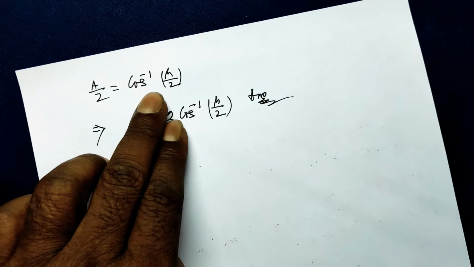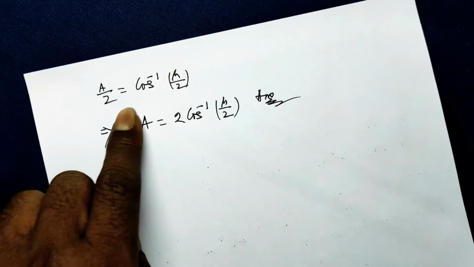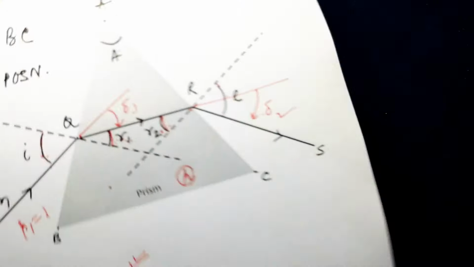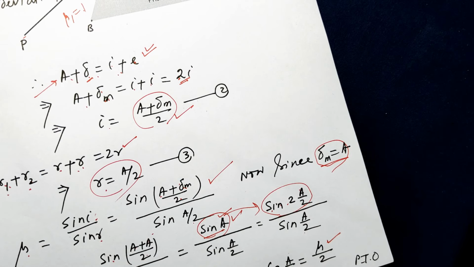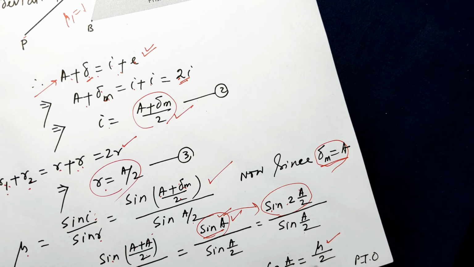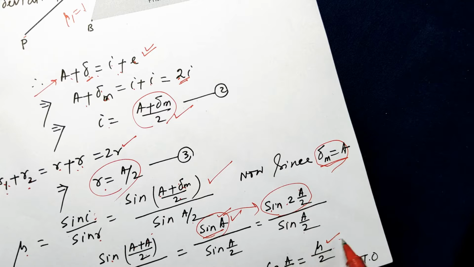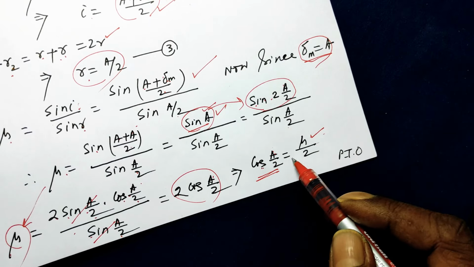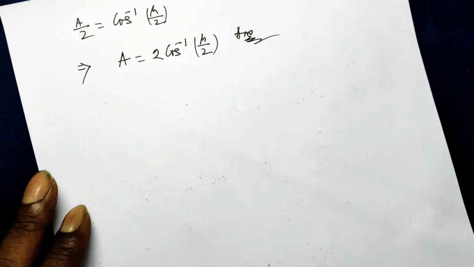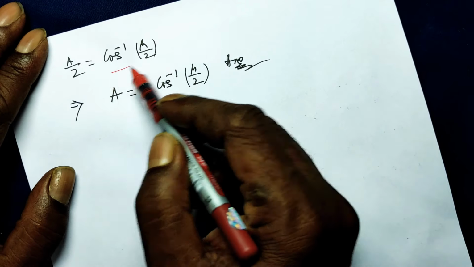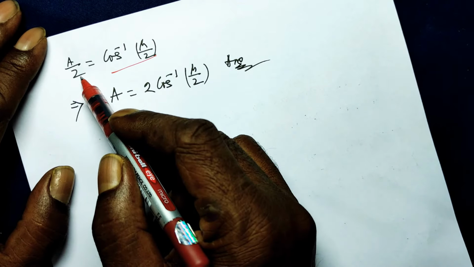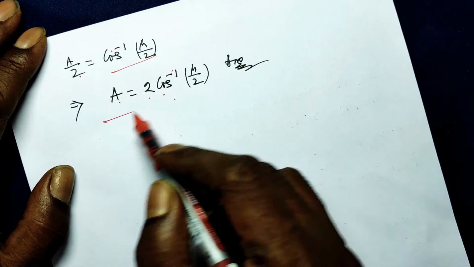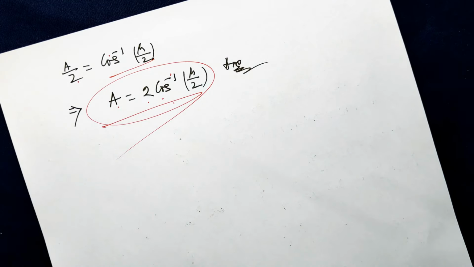So mu by 2 is cos A by 2. If you take cos inverse on both sides, A by 2 will be cos inverse mu by 2. A by 2 is cos inverse mu by 2, so 2 in the denominator comes to the right in the numerator, so A will be 2 times cos inverse mu by 2, right?